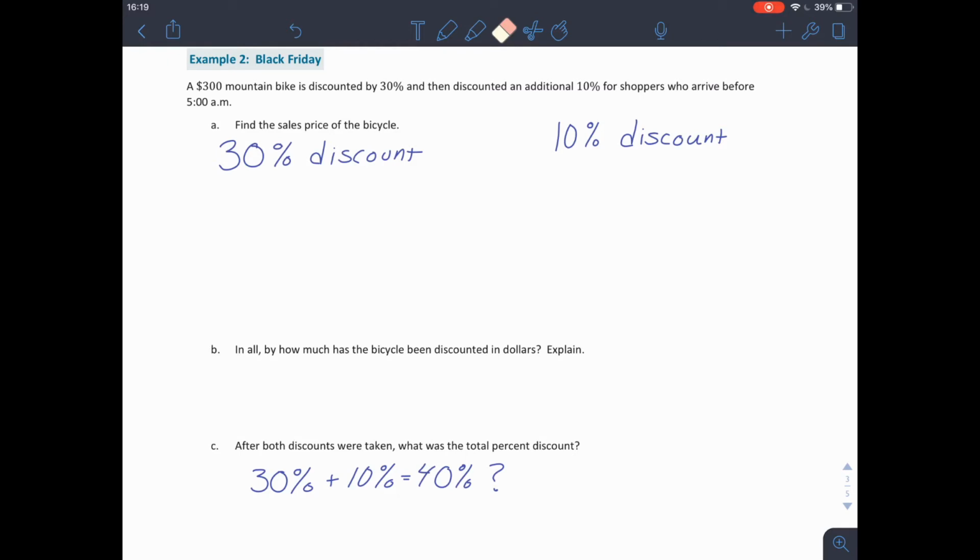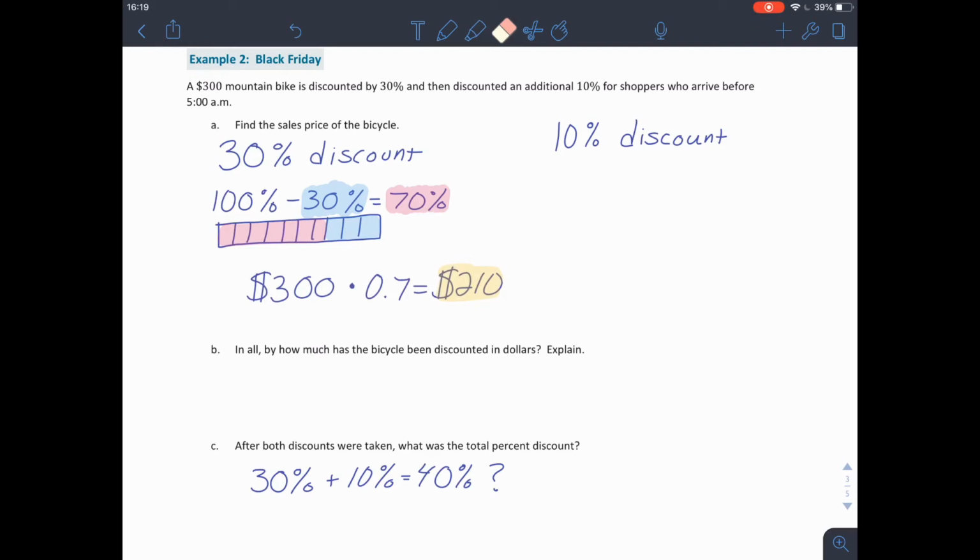However, since we are doing a discount, we're going to be taking away the 30%. So instead of multiplying it out and then taking away later, I'm going to take away with my percents. So 100% represents the whole price of the bike. And since I'm taking away 30% with my discount, I'm only paying for 70% of the bike. So I can take my whole, which is my original price, and multiply it by the percent that I will be paying, which is 70%, 7/10. And when I do that, I find that I am paying $210 for the bike.